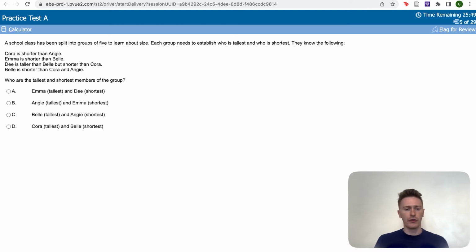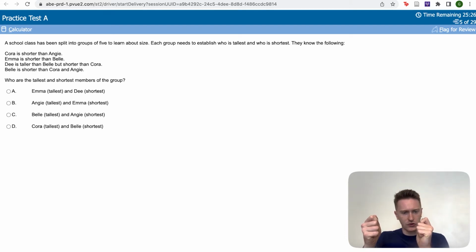Okay, we've got some ordering questions. So we've got Angie. This is going to be the taller end. This will be the shorter end. Okay, so we've got Angie, we've got Cora. Then we've got Emma and Belle, which we're not sure how they fit in, but we know that Belle is shorter than Cora. So this is Belle here. And D is taller than Belle. So we've got Angie, Cora, D, Belle.